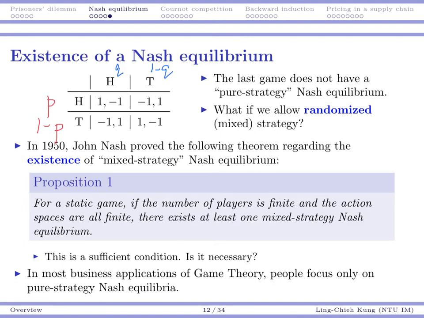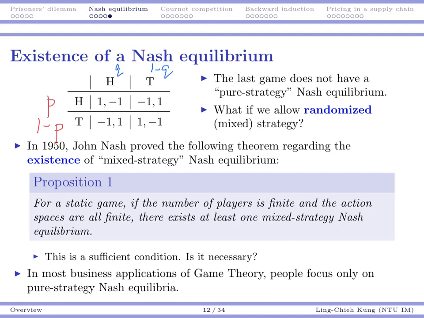So, under this assumption, in 1950, John Nash proved the following theorem regarding the existence of mixed strategy Nash equilibrium. Given any static game, if the number of players is finite and the action spaces are all finite, then there must be at least one mixed strategy Nash equilibrium. This proposition is very important because it shows that for a wide class of games, or for static games, we can find at least one mixed strategy Nash equilibrium.